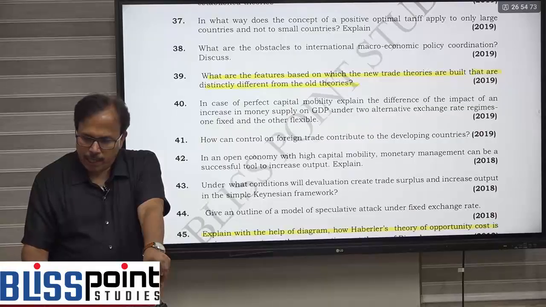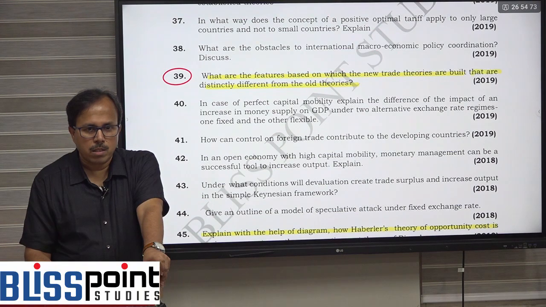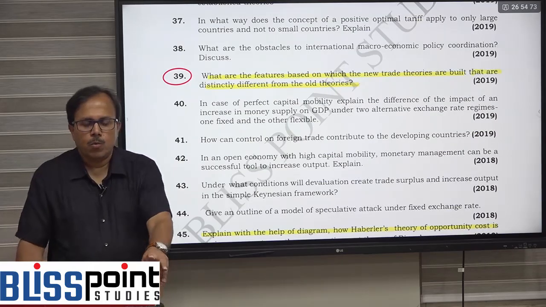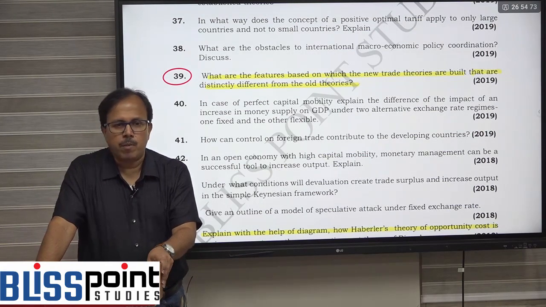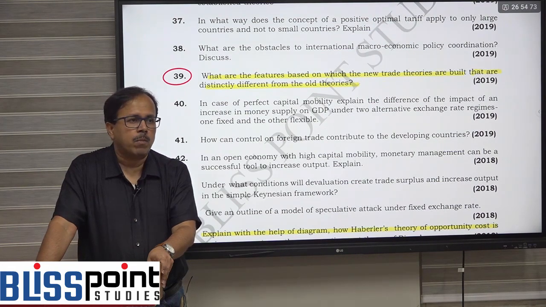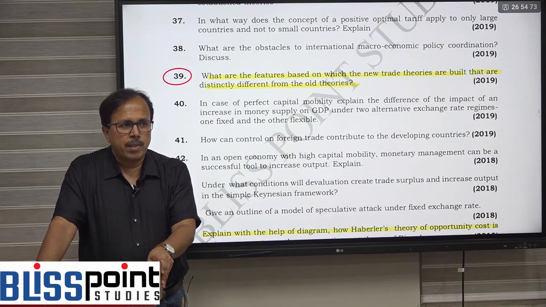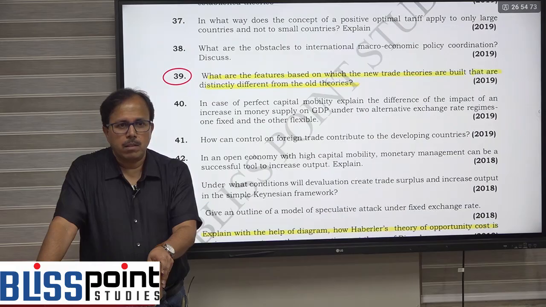This question number 39. What are the features based upon which new trade theories are built that are distinctly different from old theories? So focus more on descriptive answers. How new theories are different from the old? New theories are based upon imperfect competition, old theories based upon perfect competition, but you need to elaborate.